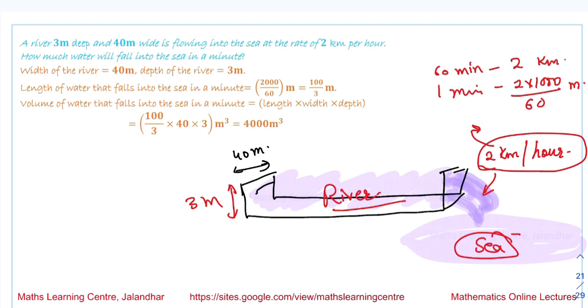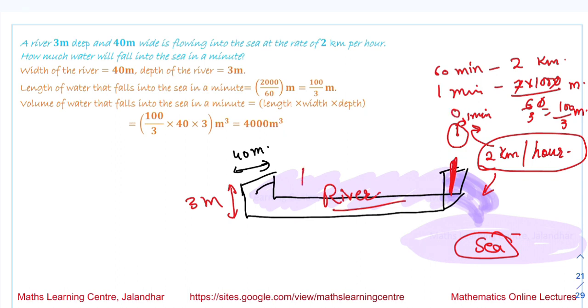So the answer for this we will get is 100 by 3 meter. What this means is, if suppose we put a clock over here and we start this clock for 1 minute, we have started the timer for 1 minute. We are saying that at this point it is 0.